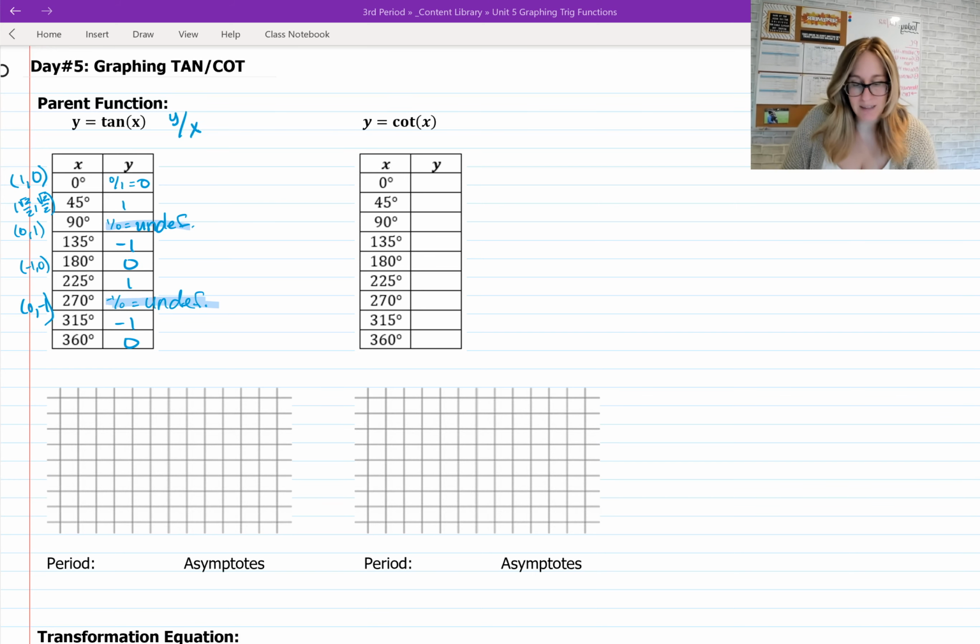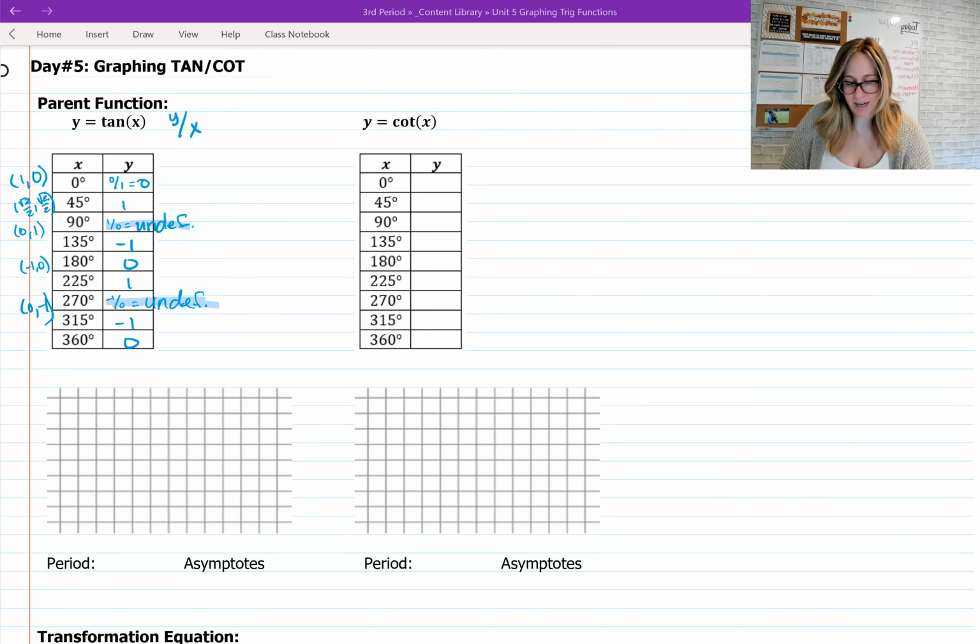Now, let's talk about this undefined. We've dealt with stuff that was undefined before, and it had us dividing by 0. Those were our rational functions, and anytime we had to divide by 0, that created an asymptote. Well, guess what? In tangent functions, undefined is also going to create an asymptote. So in this problem, we have an asymptote at both 90 and 270. Let's go ahead and sketch this graph.